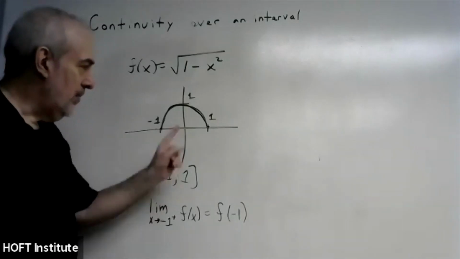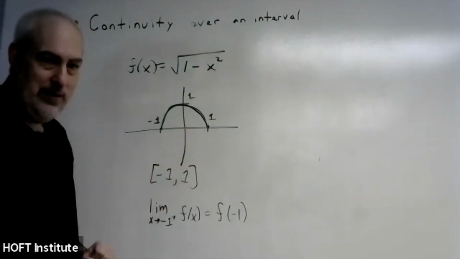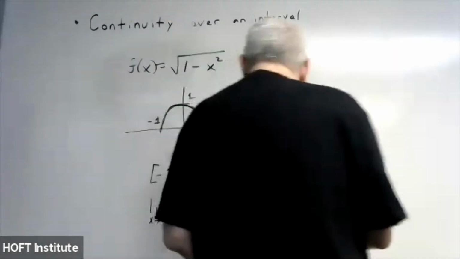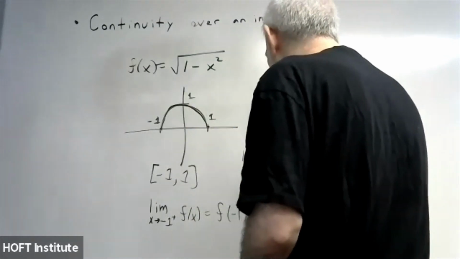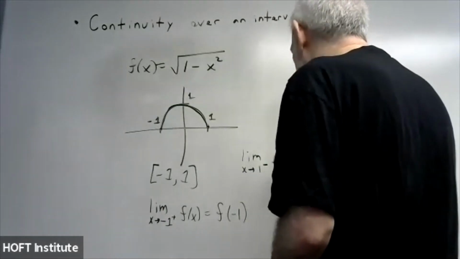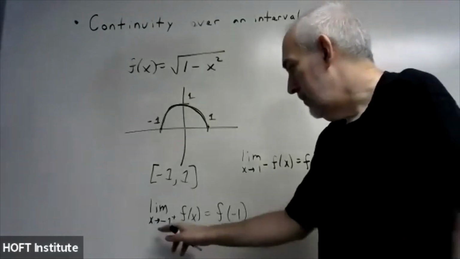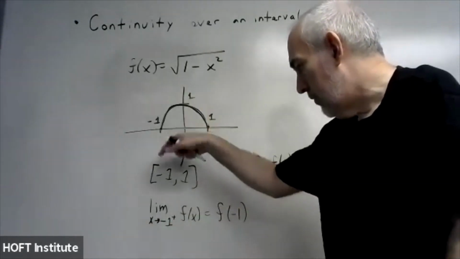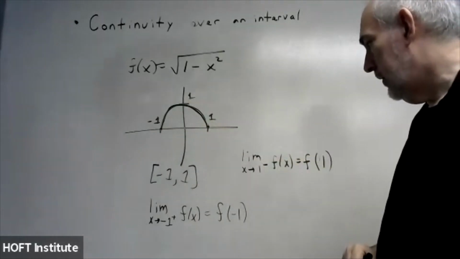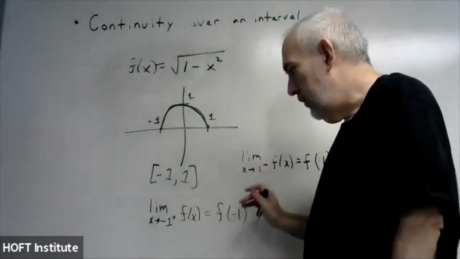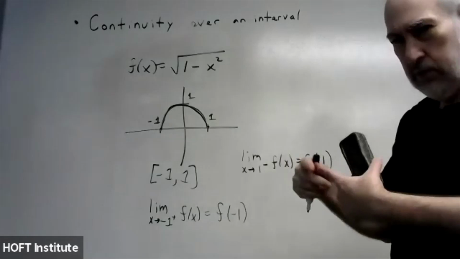And the function is going to need to be continuous from the left at the right endpoint. So that means that the limit as x approaches +1 from the left of f of x needs to equal f of 1. That way, the function is continuous from the right at -1 and continuous from the left at +1. These two, and all points in between -1 and 1, it's also continuous from both sides.